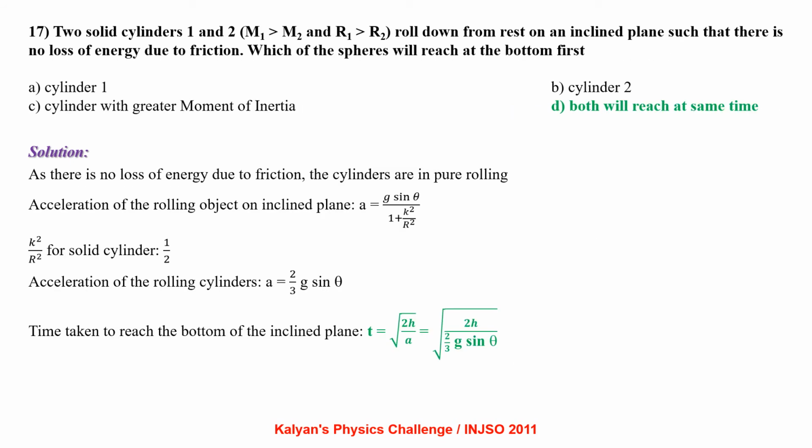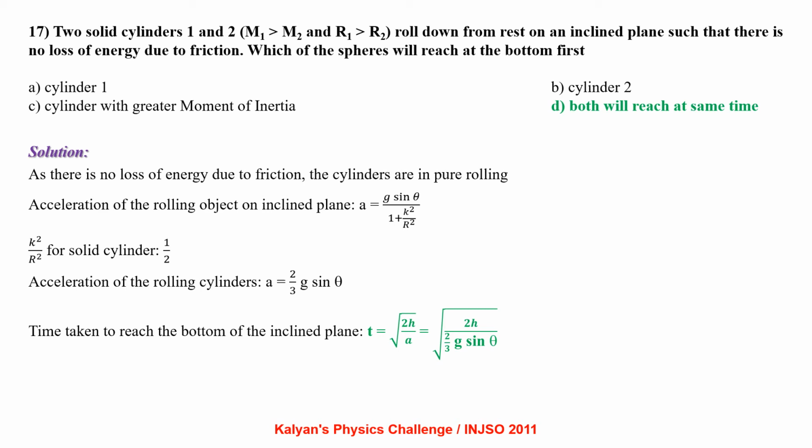Two solid cylinders 1 and 2, M1 greater than M2 and R1 greater than R2, roll down from rest on an inclined plane such that there is no loss of energy due to friction. Which of these spheres will reach the bottom first? As there is no loss of energy due to friction, the cylinders are in pure rolling.